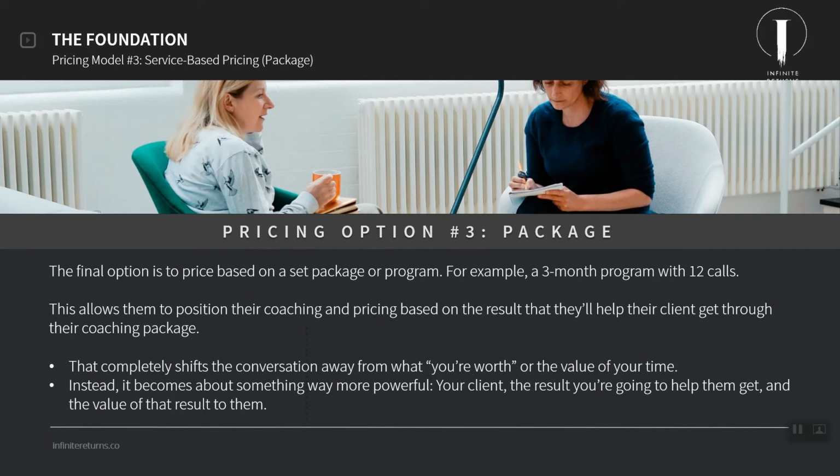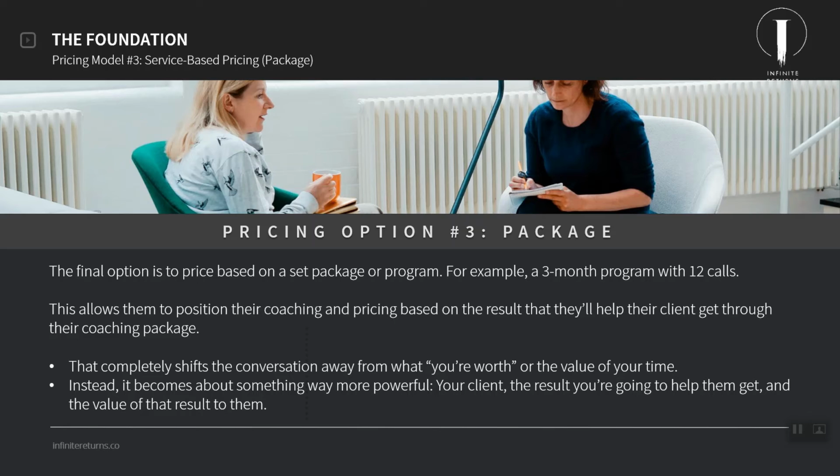Option number 3 is service-based pricing. This is the final option, and it's based on a set package. For example, a 3-month program with 12 calls, right? You get the situation where you allow them to choose and have flexibility based on what they're looking for, right? It completely shifts the conversation from what you're worth to the value of your time. So therefore, you're taking the retainer, marrying it with the hourly rate, and expanding it and giving them what's known as the illusion of control.